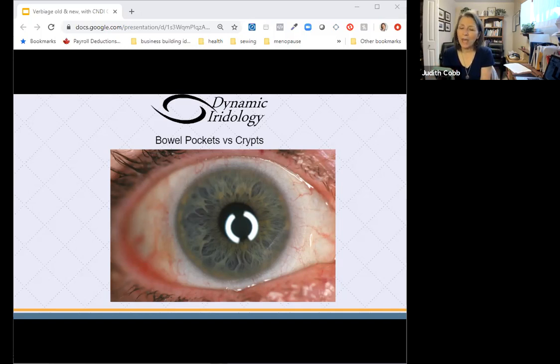We don't have a way to look inside the person's body really to confirm if there are bowel pockets in the colon. Those medically would be called diverticuli. Crypts don't tell us that there are actual pockets or diverticuli there. They suggest a weakness with reduced energy in that area, which may make it harder for the body to offload toxins or utilize nutrients through that tissue.